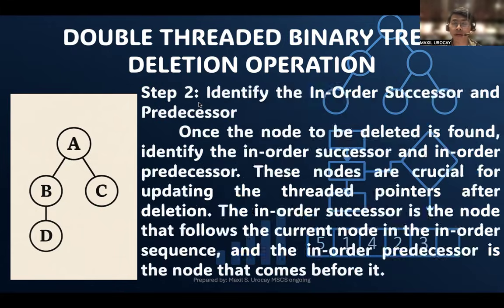So once you've identified the node, identify the in-order successor and in-order predecessor. Once the node to be deleted is found, identify the in-order successor and the in-order predecessor. These nodes are crucial for updating the threaded pointers after deletion. So the in-order successor is the node that follows the current node in the in-order sequence. And the in-order predecessor is the node that comes before that.